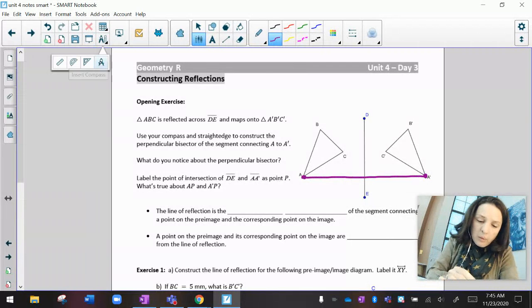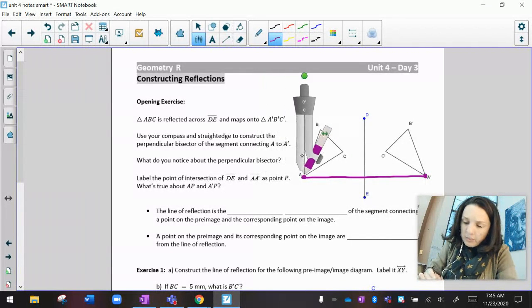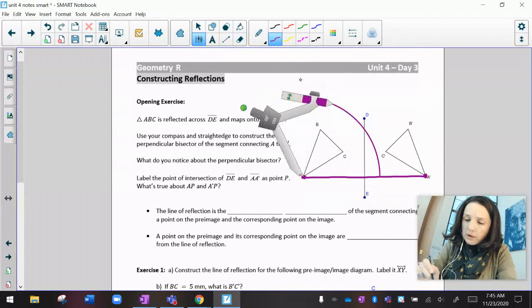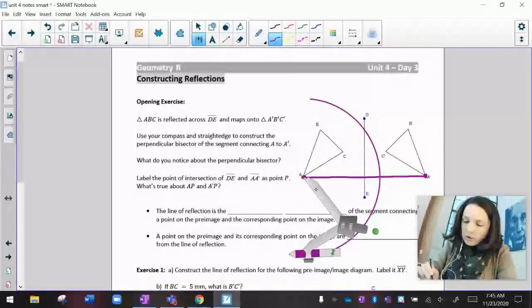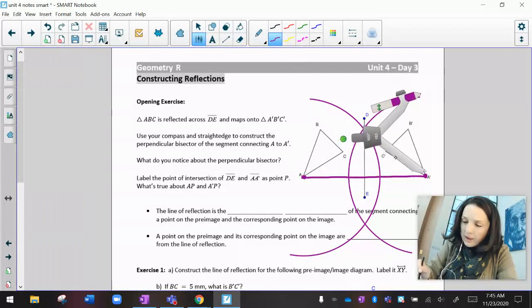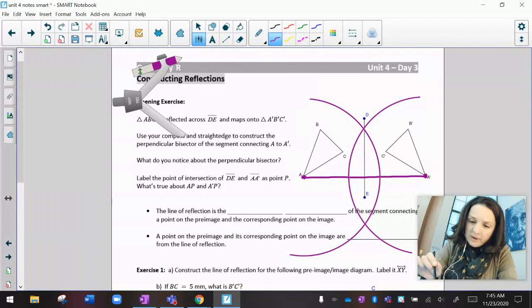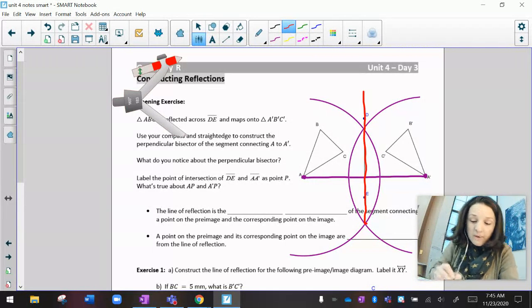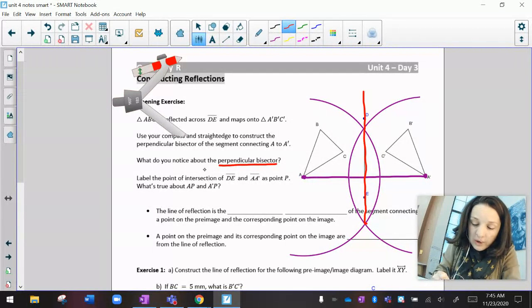And then I'm going to pull my compass out, and I'm going to do the perpendicular bisector. So a reminder, a perpendicular bisector is when you open more than halfway, and you draw an arc from each endpoint. And if I make that perpendicular bisector and I connect the dots, you should notice that my perpendicular bisector is the line of reflection. Okay, so the perpendicular bisector is the line of reflection.